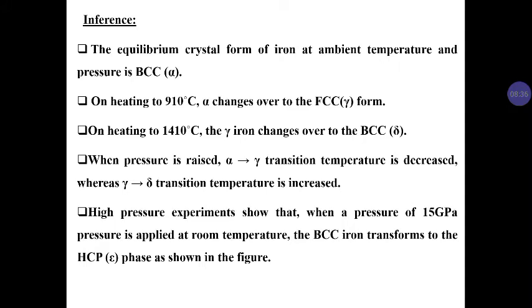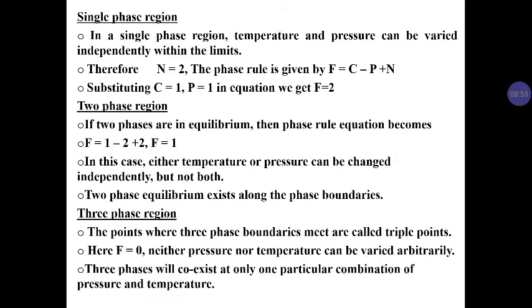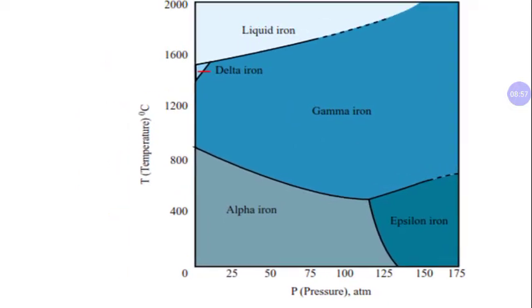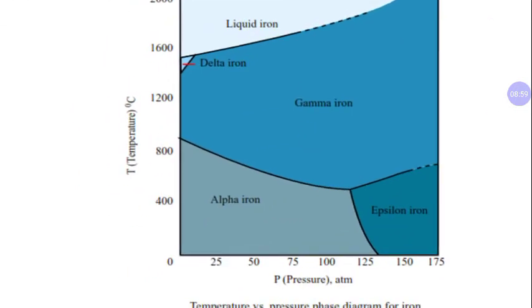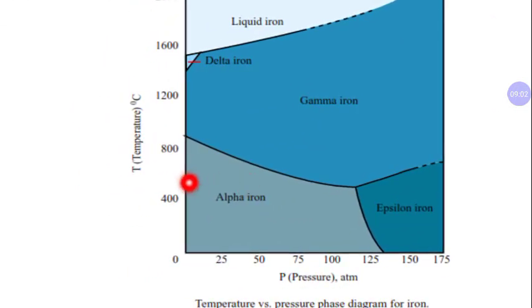And not only can a change in temperature make this transition, even a change in pressure can make a transition from alpha to gamma or gamma to delta, etc. And even by applying a very high pressure of 15 GPa, it can make a transition from BCC iron to HCP, epsilon phase. You can see in this diagram, if you change the temperature from a low temperature to a high temperature, you can see the phase transition.